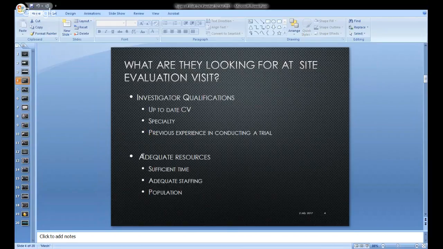Something that is again very crucial: sufficient time, very, very important. As we know, the investigators whom we tend to select are well-known doctors, good practicing doctors, HODs of organizations, HODs of their respective departments. So they ideally are not available to give sufficient time. But during site selection visit or site evaluation visit, we need to understand how much they would be available or dedicated towards a particular protocol.